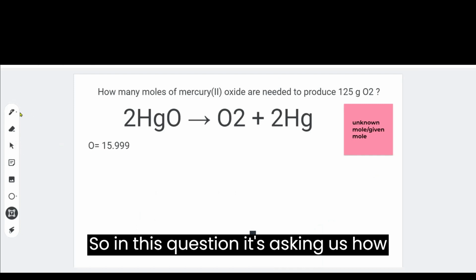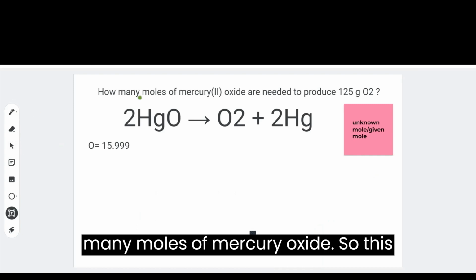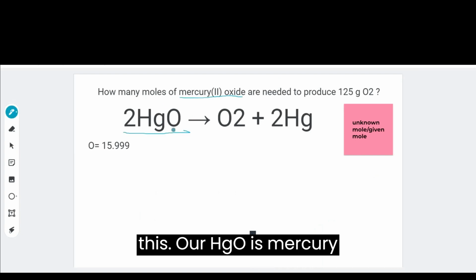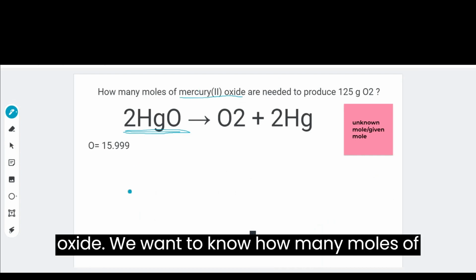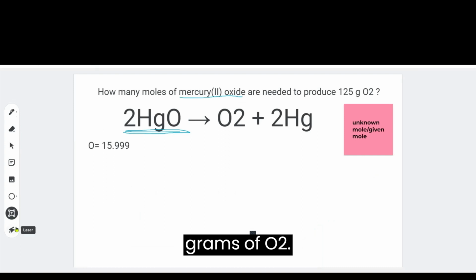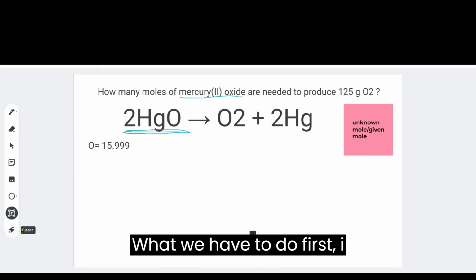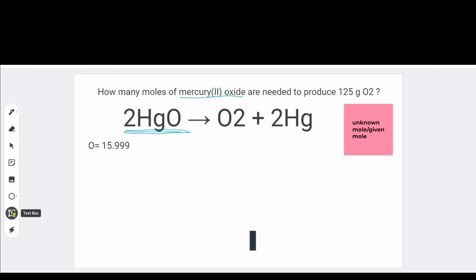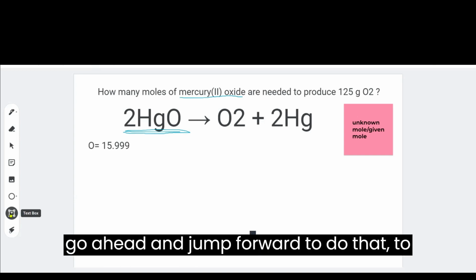So in this question, it's asking us how many moles of mercury oxide. So this mercury oxide, that way we don't get confused, right here, is referring to this. Our HgO is mercury oxide. We want to know how many moles of that are needed to produce 125 grams of O2. What we have to do first is convert our grams into moles. Since we need to complete our ratio in moles, we have to get moles before we go ahead and jump forward.